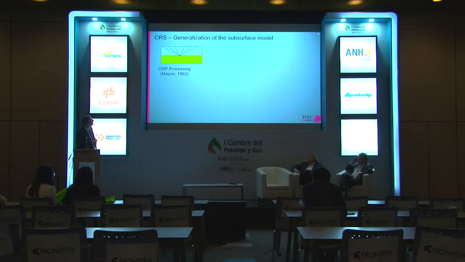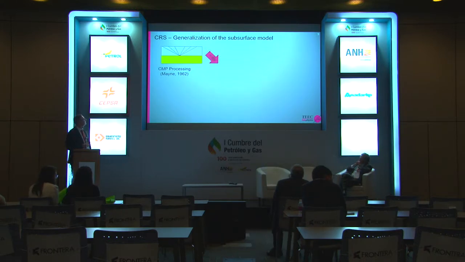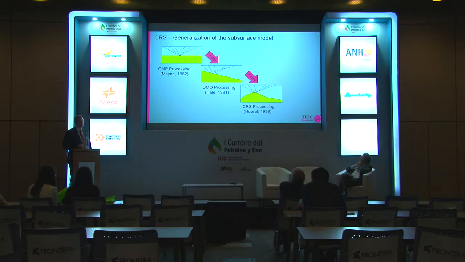Well, in general, you can say that CRS processing is a generalization of the well-known common midpoint processing that was established back in the 60s. But this method has the drawback that it is, strictly speaking, only valid for flat layered geology. So, what did you do to improve this? First, you introduced the dip into the processing steps, and this led to the invention of the DMO processing at the beginning of the 90s. But still, this is not a very good approximation of the subsurface, because you need to also account for the curvature of the reflectors. And when you do that, you end up with the common reflection surface processing, which was developed in Germany by Professor Huber in the late 90s.